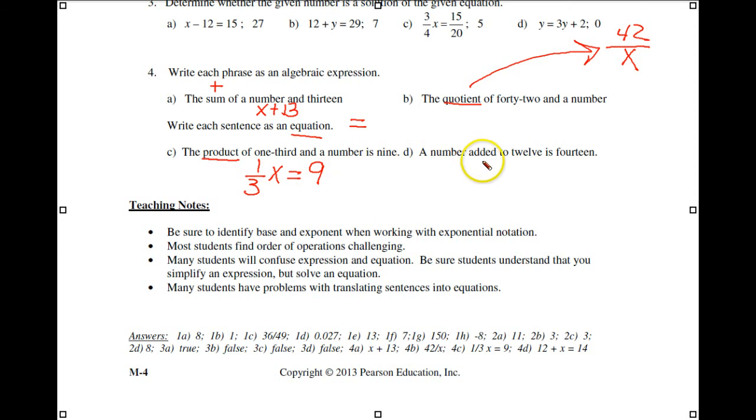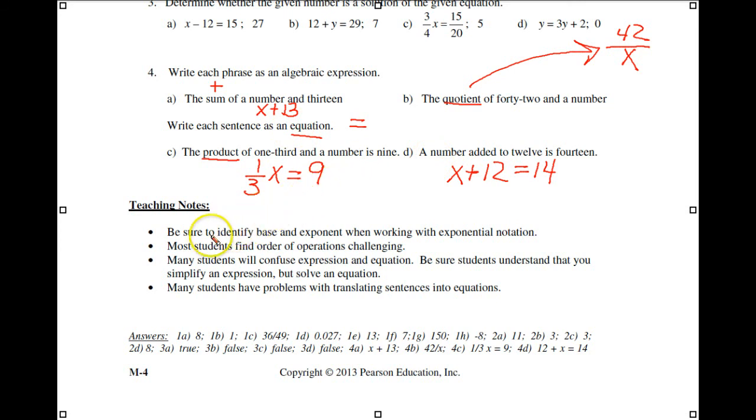A number added to 12 is 14. Now here they gave us some very, very easy ones. You'll be getting your practice in Math Lab, and as you do it at home, to master the ones needed for your quiz to get your mastery points.